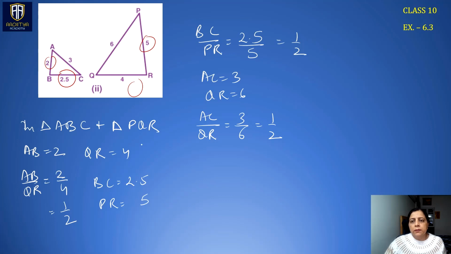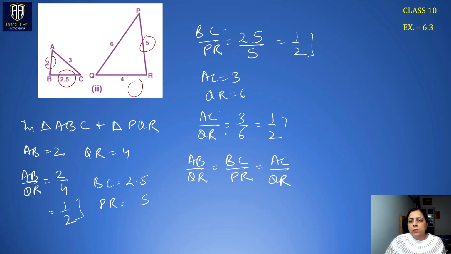So what we can do here is, we can see that the ratio of three sides of the first triangle is equal to the ratio of the three sides of another triangle. So we can write AB upon QR is equal to BC upon PR, and it is equal to AC upon QR. All of them are equal to the same ratio, which is 1 by 2. So the three ratios of sides of one triangle are equal to those of another triangle. So these triangles are similar.